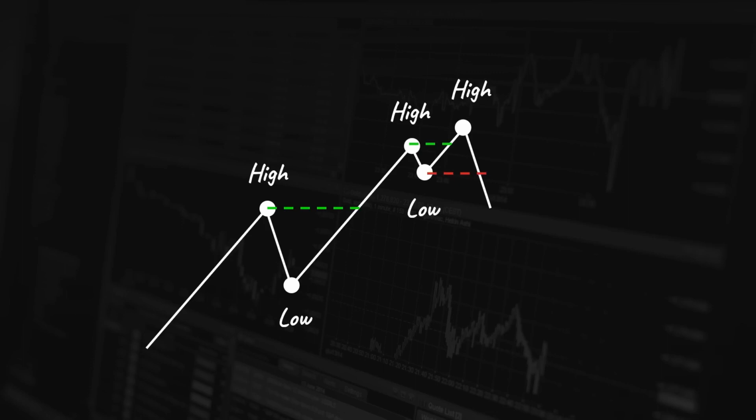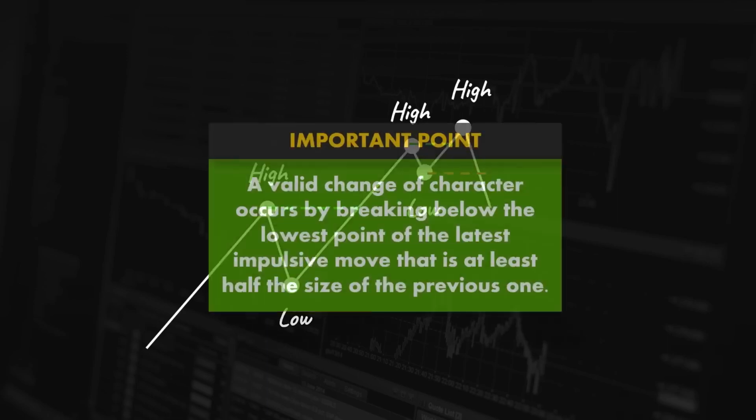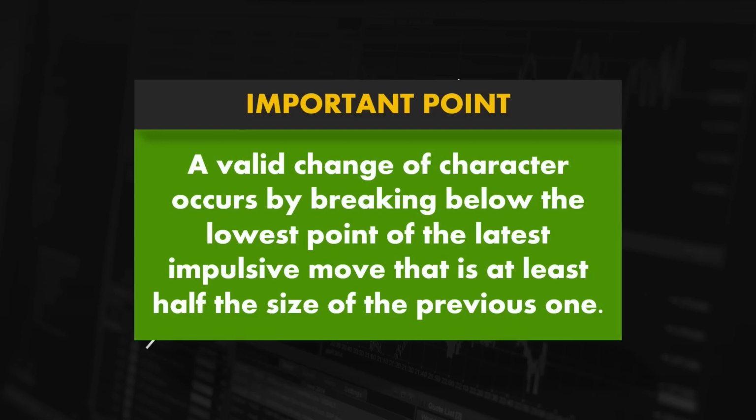The reason is that the failure of such a small movement is not supposed to be considered a reversal of the trend. So here is another rule for a change of character. A valid change of character occurs by breaking below the lowest point of the latest impulsive move that is at least half the size of the previous one.